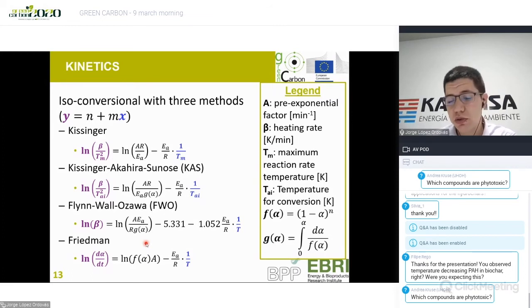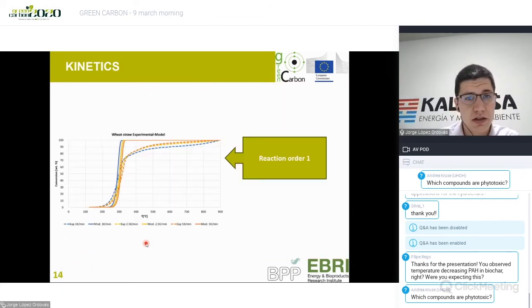All of this was done on TGA, thermogravimetric analysis, and we studied all the peaks and everything to come to the following conclusions. So we found the pre-exponential factor and the activation energy we needed to simulate and model the behavior of the solid during pyrolysis. We used these heating rates: 1 Kelvin per minute, 2.5 Kelvin per minute, and 5 Kelvin per minute.